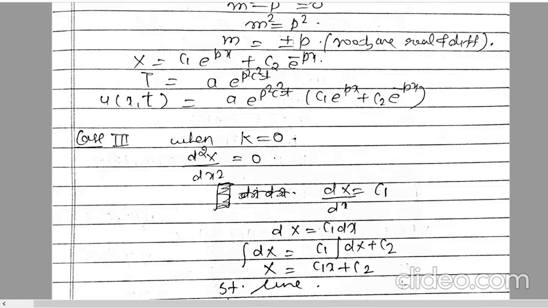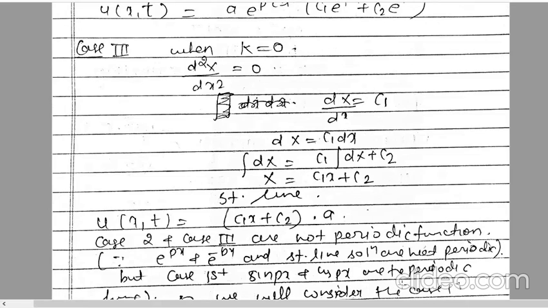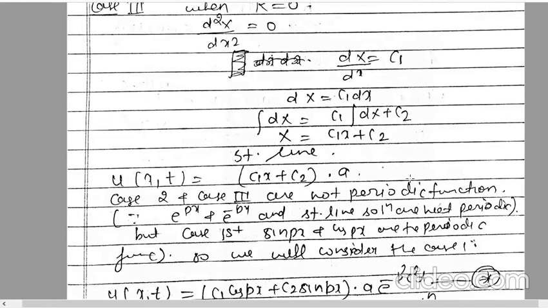c2 again is an integrating constant, right? So we are getting a straight line solution here. Now all the three cases we have already done, and we have three solutions for each case. Now which solution will be considered? So this is your straight line solution. Second case is your sine and cos function solution, and first case is your exponential solution.